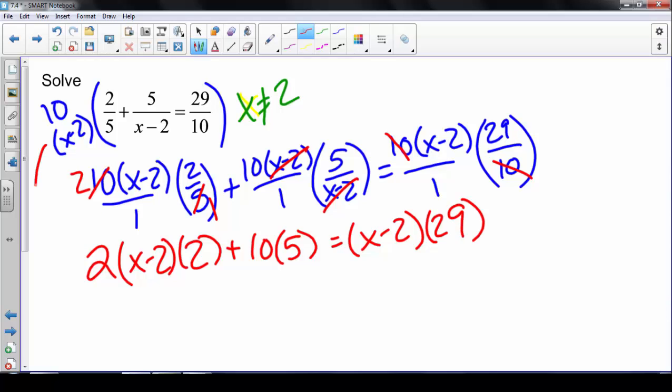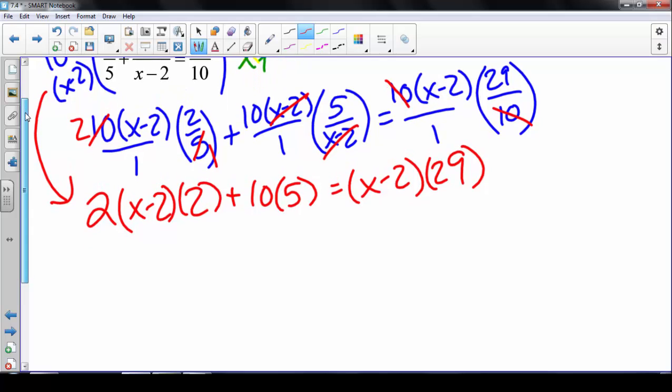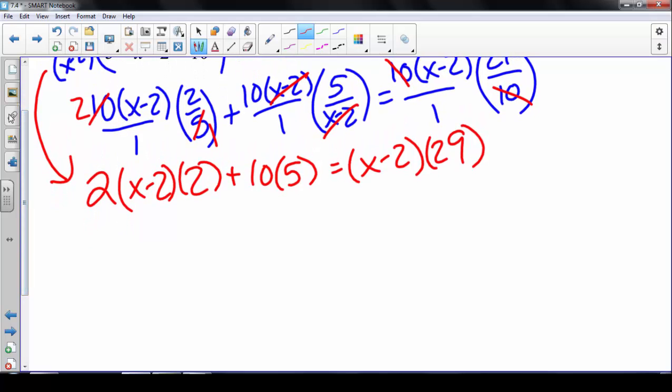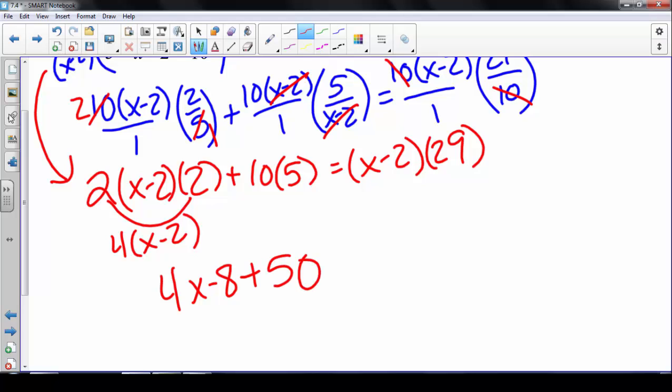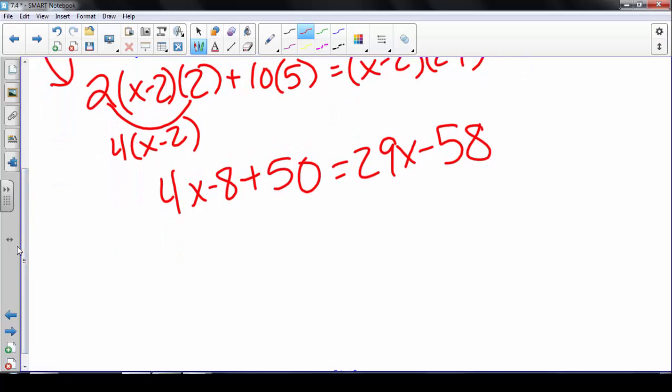Now some people can jump straight from here to here, and that's completely fine. Just make sure you show whatever steps you need to make sure you're following and doing all the math correctly. So this first one, 2 times 2 is 4 times this x minus 2. I'm just going to go ahead and simplify this down. Distribute it out, and then distribute on this right side. And now we just solve this equation like we did in chapter 2.